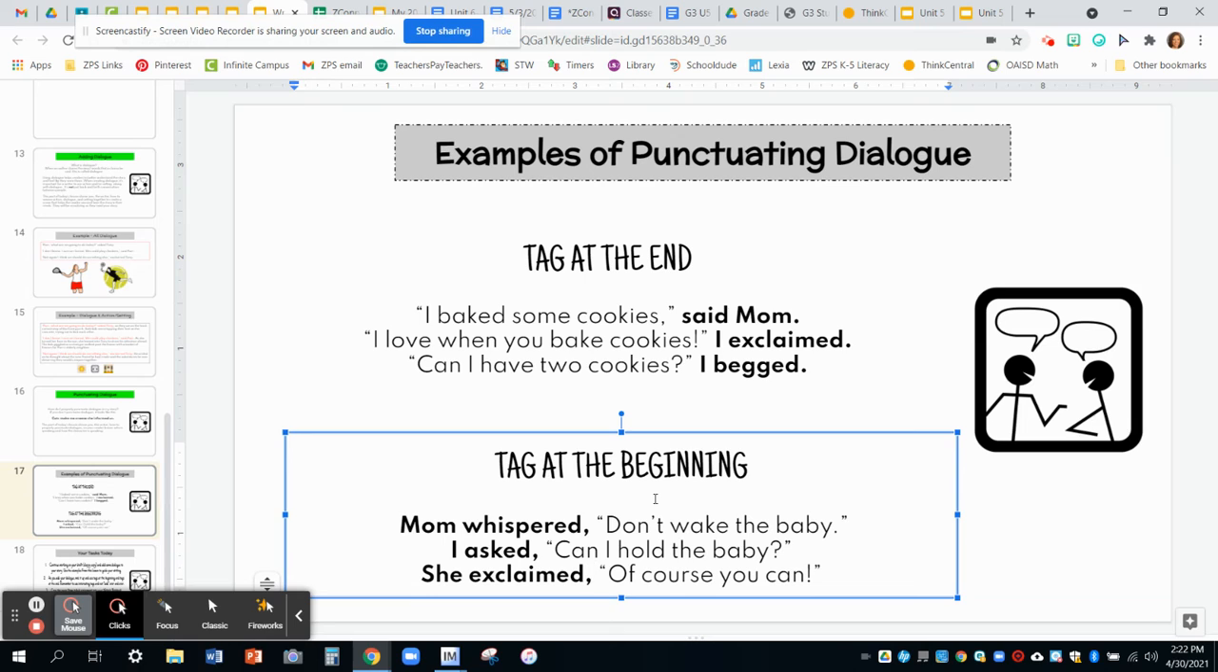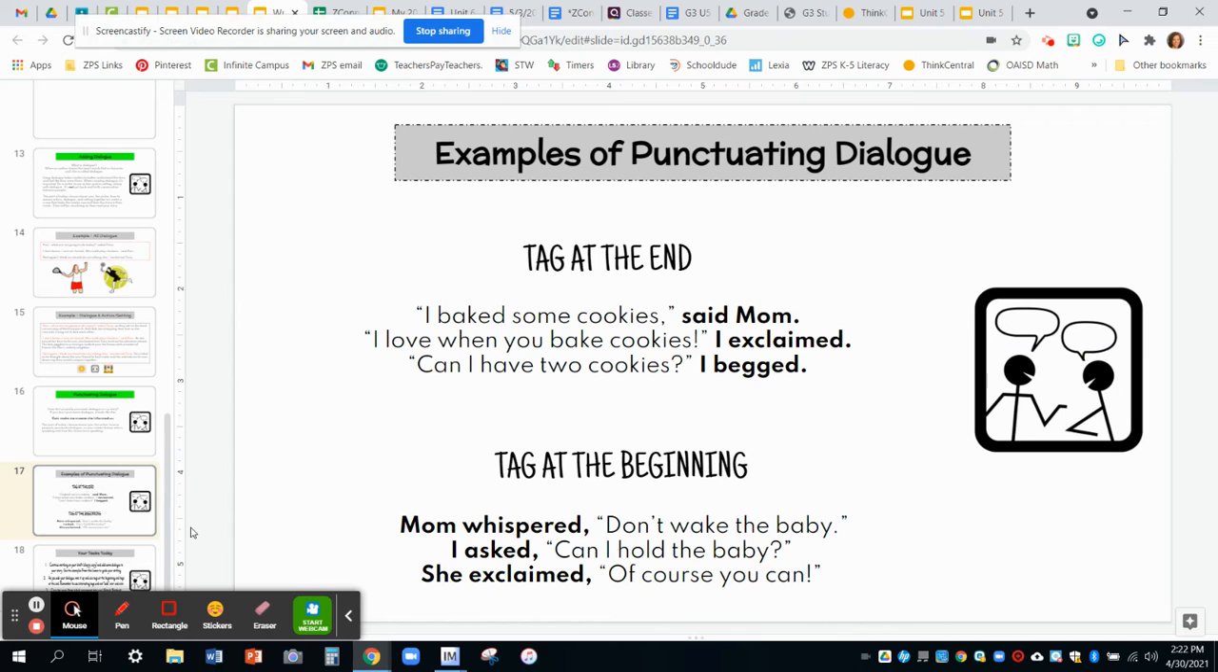Okay. So tag at the end. And now here are some examples of the tag at the beginning. Okay. Mom whispered, "Don't wake the baby." I asked, "Can I hold the baby?" She exclaimed, "Of course you can." So we've got the tag in front of what they're saying, right? We're used to seeing it at the end, but we forget that we can actually put it at the beginning as well, okay? And after that tag comes that comma, that punctuation, and then we have the quote of whatever it is the character is saying, with regular old punctuation at the end of our sentences. Period, question mark, exclamation point.